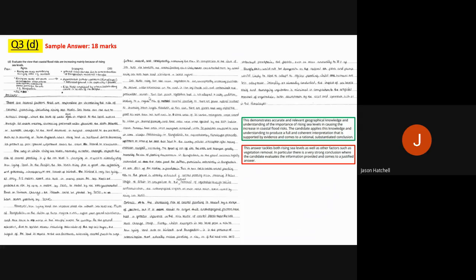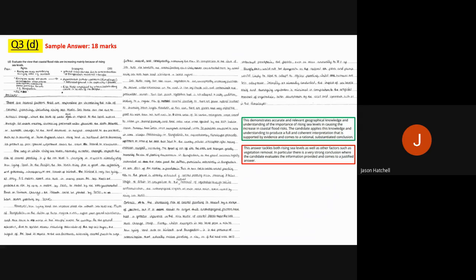So, this answer then, really good answer. It tackles most of the issues really well, applies the knowledge really well. It's rational. There's balanced arguments between agree and disagree. It tackles both rising sea level as well as other factors such as vegetation removal. There's a very strong conclusion here where the candidate evaluates the information and provides a justified answer.